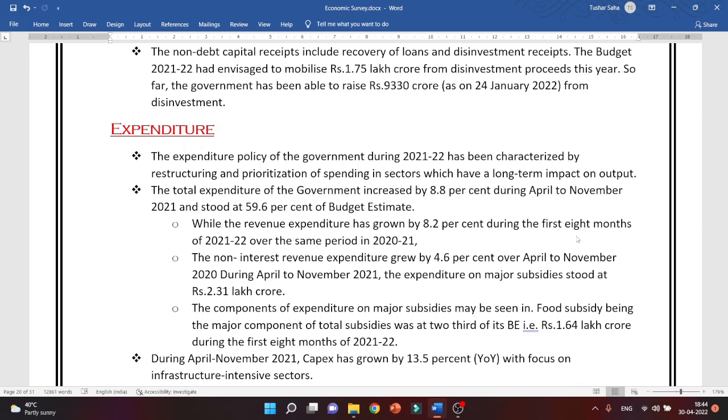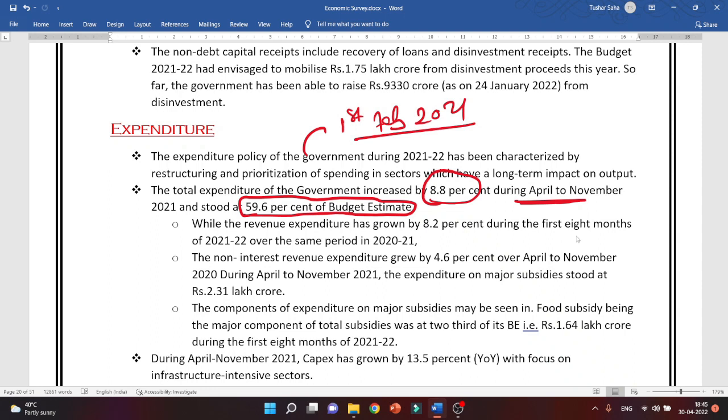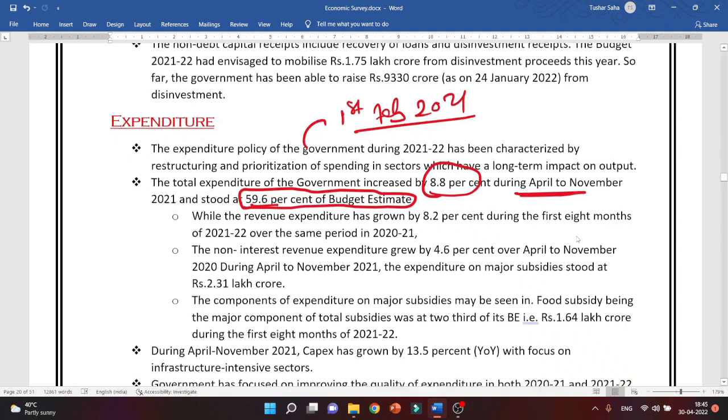And that is what you are expected to do. So let's not cover everything in the video, but certain things you should know, like the total expenditure of the government increased by 8.8% during April to November, and stood at 59.6% of the budget estimate. Okay, so when did the budget estimate come? 1st of Feb 2021. The budget estimate came for 21-22. So during April to November, 59.6% of the budget estimate was already consumed because of that uncertainty.